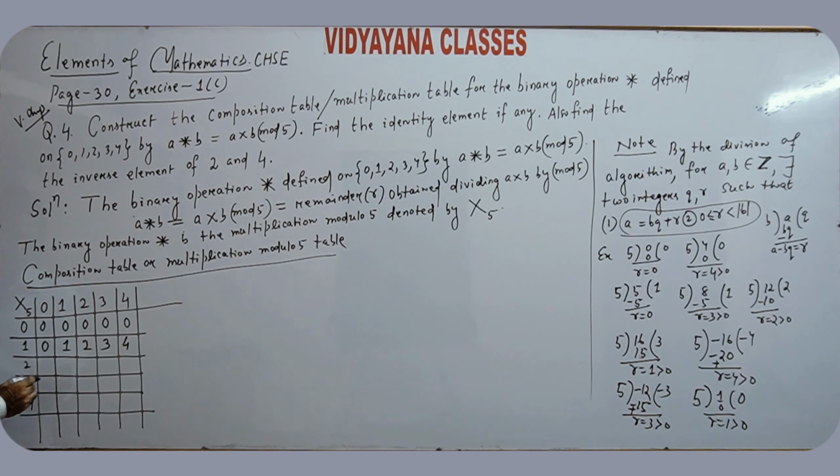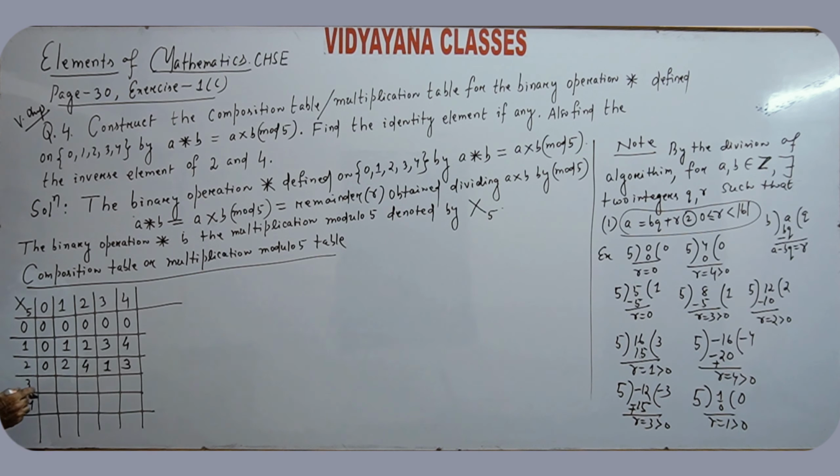2 into 0, that is 0. 5 divides 0, it is 0. 2 into 1, that is equal to 2. 5 divides 2 gives the remainder 2. 2 into 2, that is 4. 5 divides 4 gives the remainder 4. 2 into 3, that is equal to 6. 5 divides 6 gives the remainder 1. 2 into 4, that is 8. 5 divides 8 gives the remainder 3.